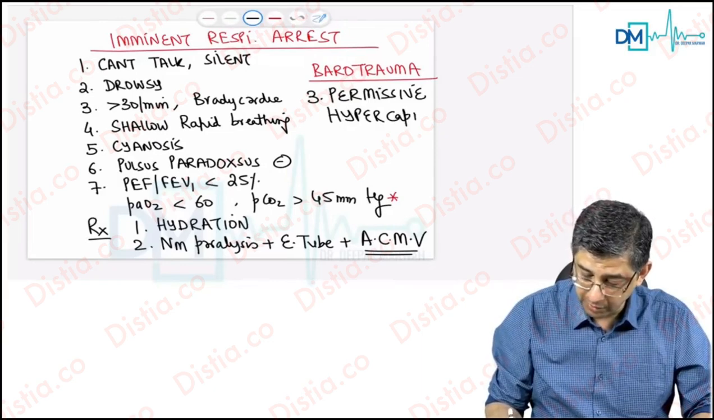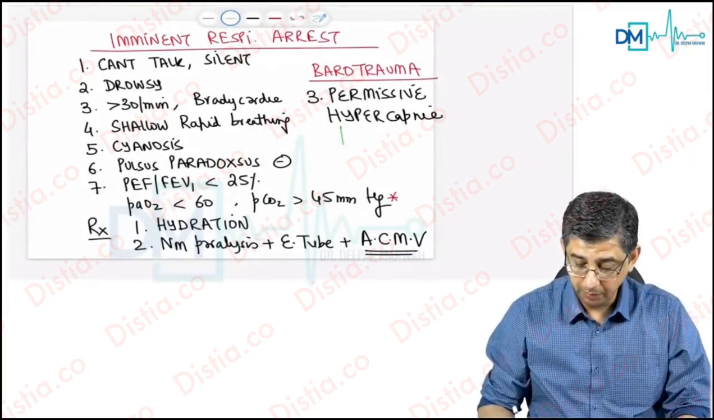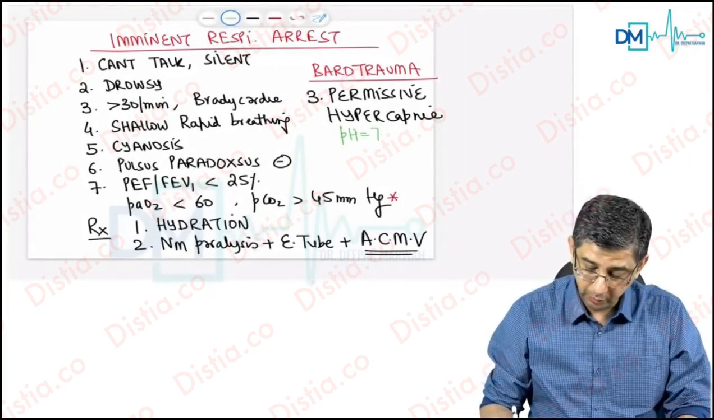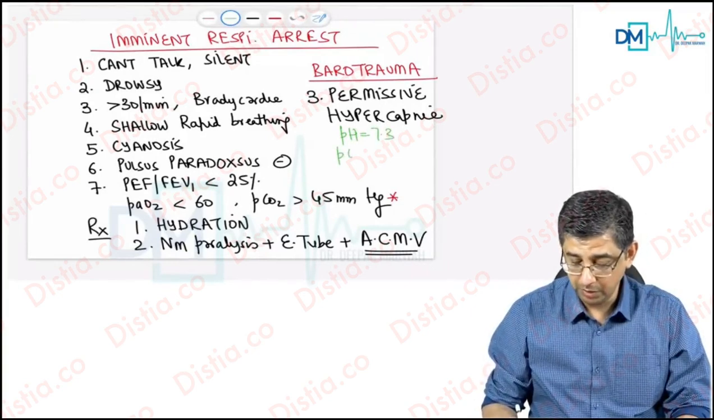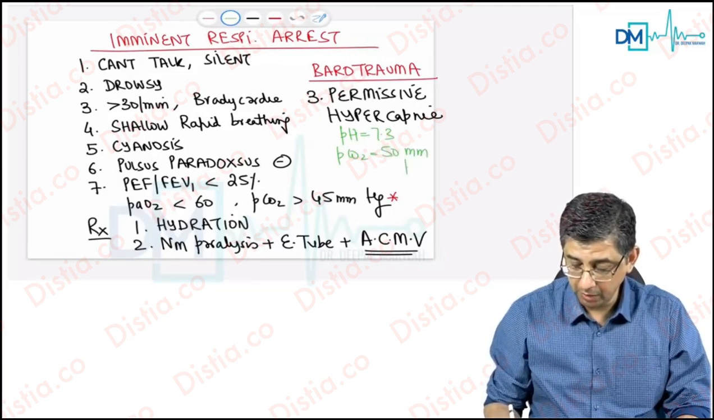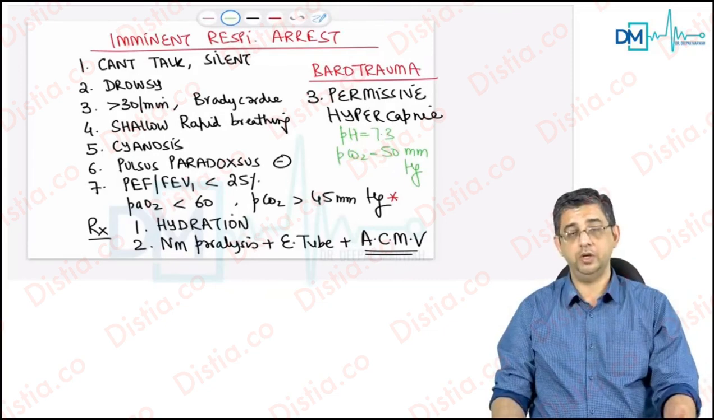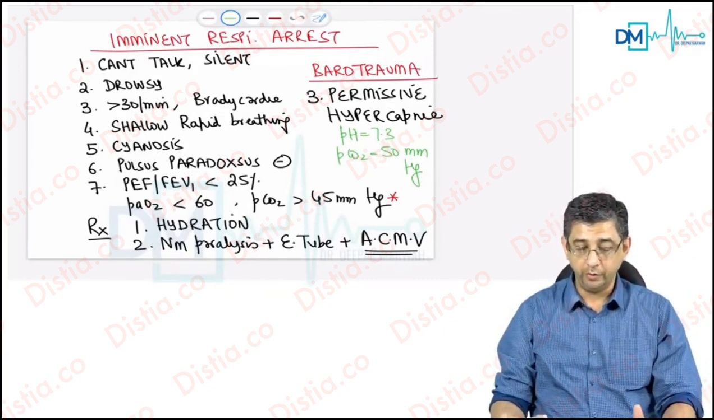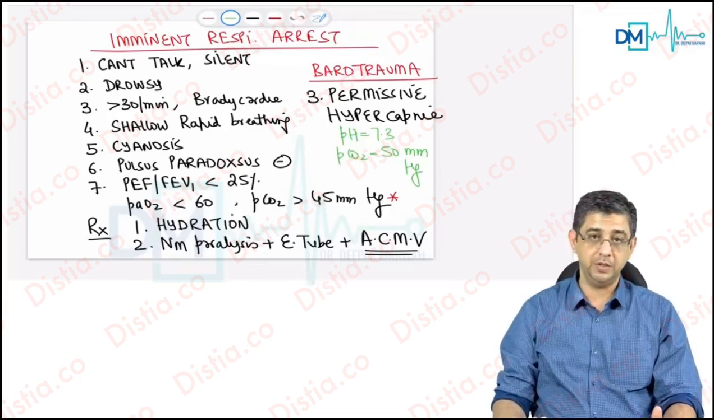So how much carbon dioxide can be tolerated by our body? In permissive hypercapnia, the pH of the patient can be as low as 7.3 and the PCO2 of the patient can be up to 50 millimeters of mercury. Don't panic if the values are that high because you can gradually reduce them, but not at the risk of inducing a pneumothorax in a patient.